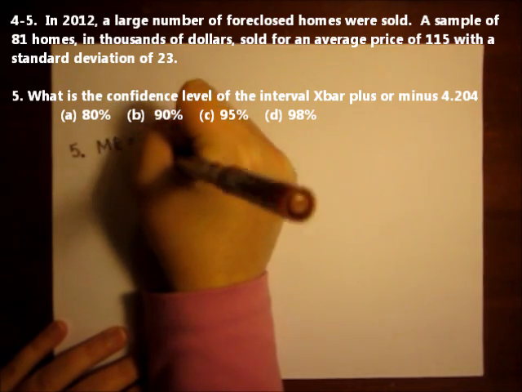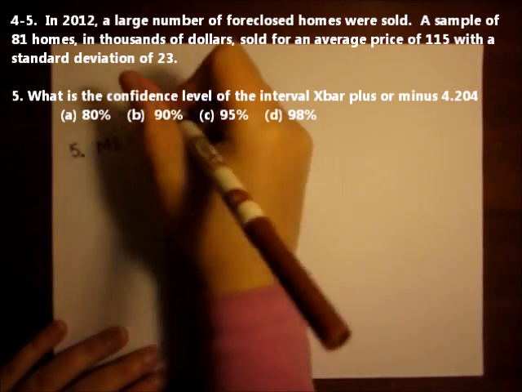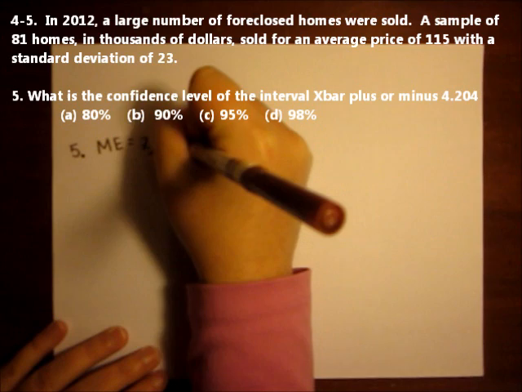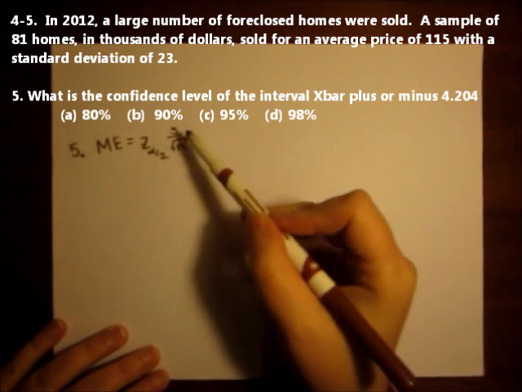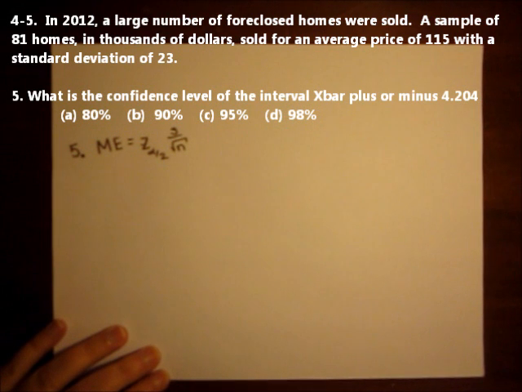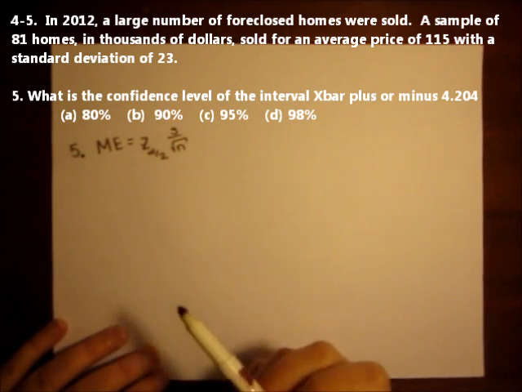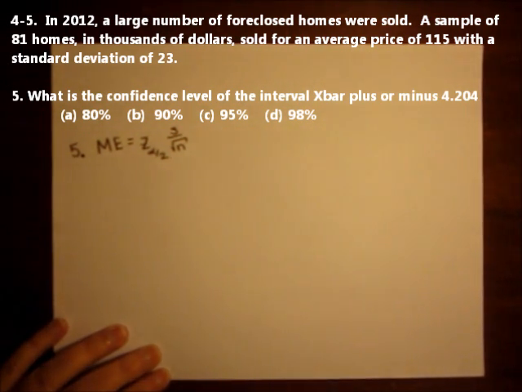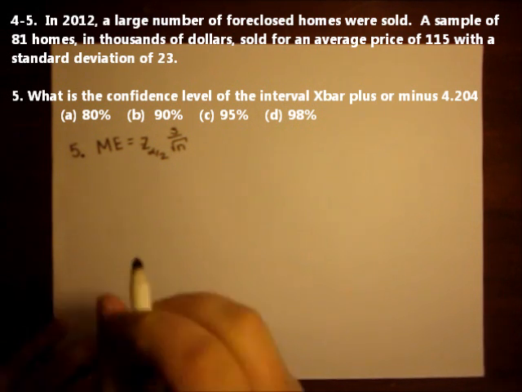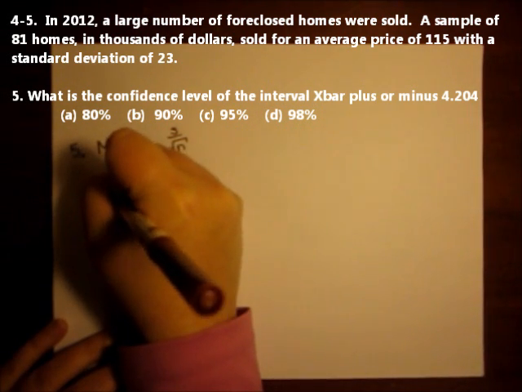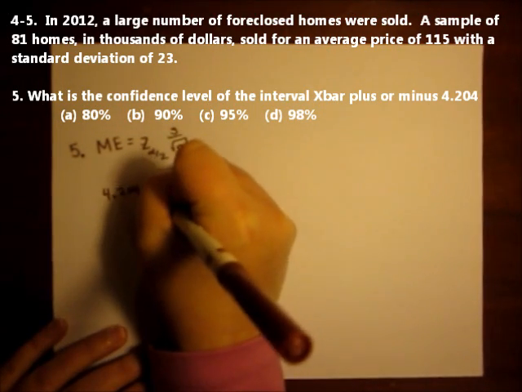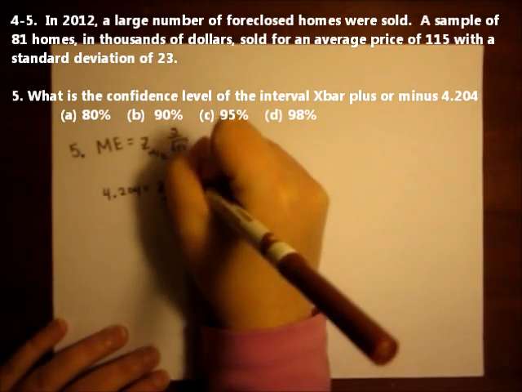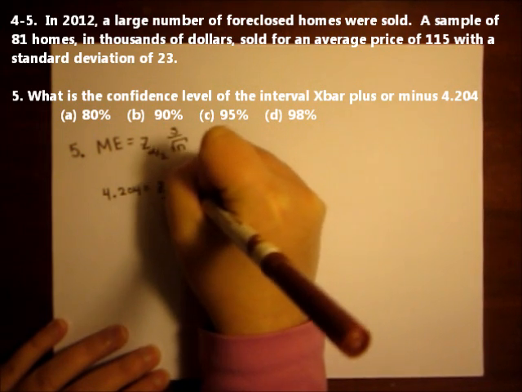when I'm doing a z interval is z alpha over 2 times s over square root of n. And again, when I don't know the true sigma, I only have the sample standard deviation s, this is only valid when n is large, and 81 is large enough. So we have our margin of error is 4.204 equals z alpha over 2 times 23 over square root of 81.